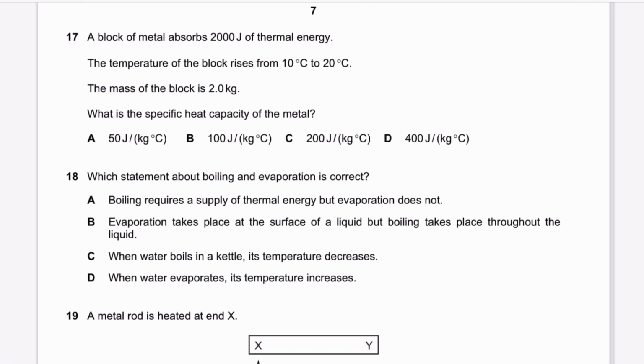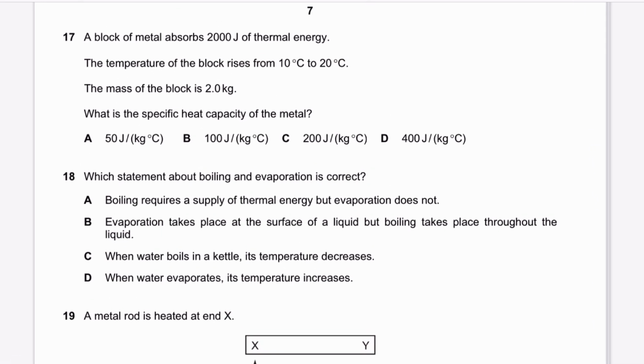Number 17. A block of metal absorbs 2000 joules of thermal energy. The temperature of the block rises from 10 degrees to 20 degrees. The mass of the block is 2 kgs. What is the specific heat capacity of the metal? Now you know the formula, Q is equal to mcΔT.